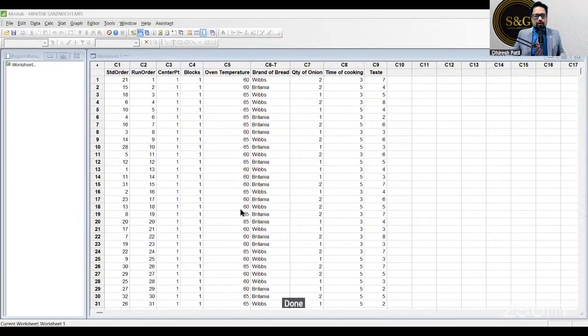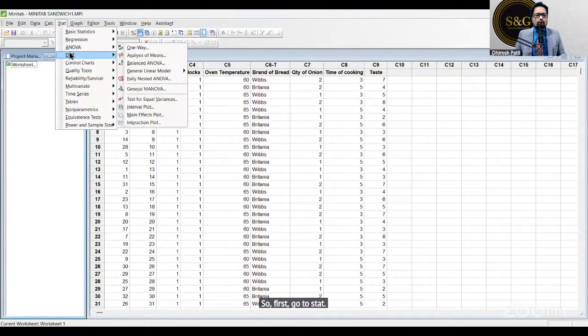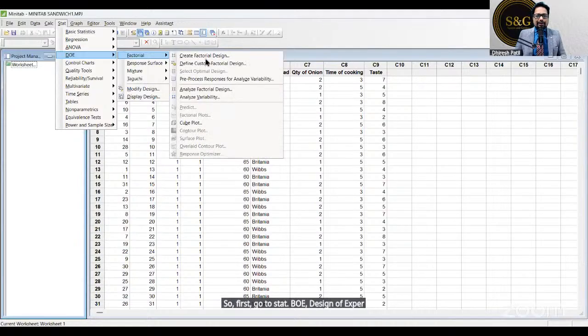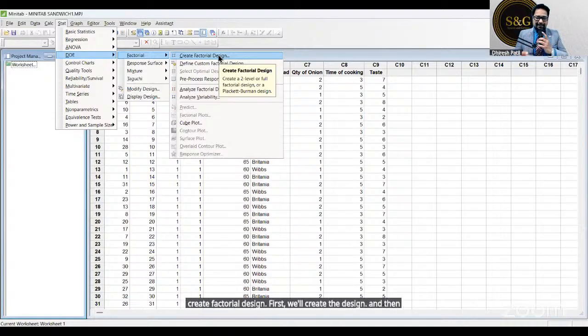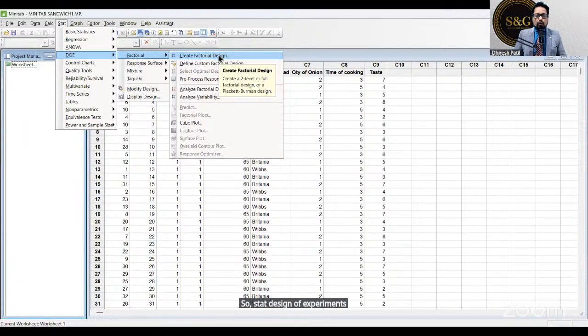Done? Very good. Now first, how do we create this design? Let's understand this. First go to Stat, DOE, Design of Experimentation, Factorial, Create Factorial Design. First we'll create the design and then we'll analyze the design. So step number 1 is creating the design.